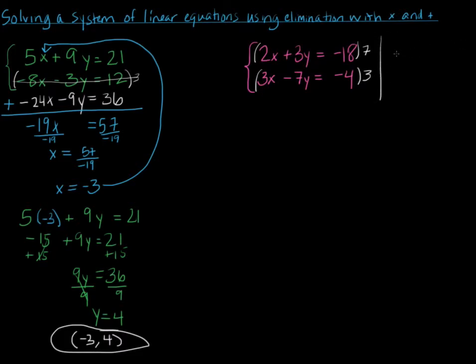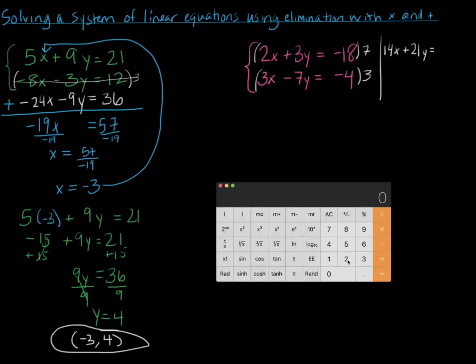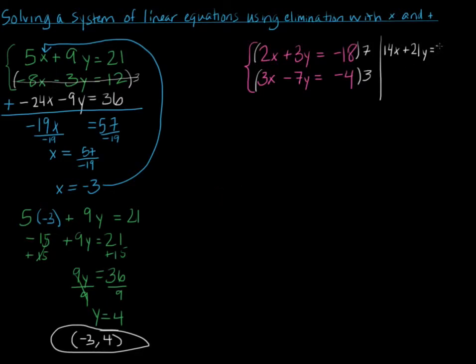So let me rewrite these equations over here. I'm going to have 14x plus 21y equals negative 18 times 7. I'm going to pull out my calculator to do that. 18 times 7 is 126, so this is negative 126. Over here we have 9x minus 21y equals negative 12. And then we can add these equations together.